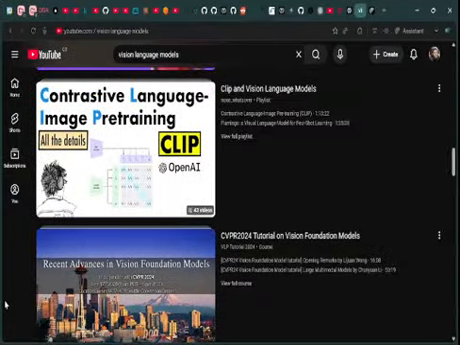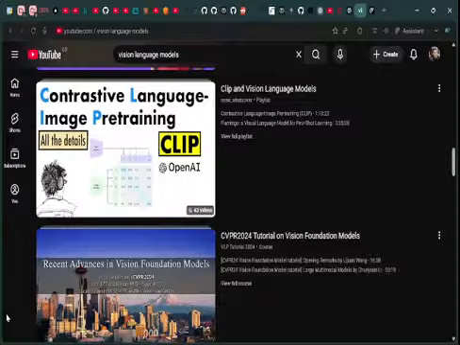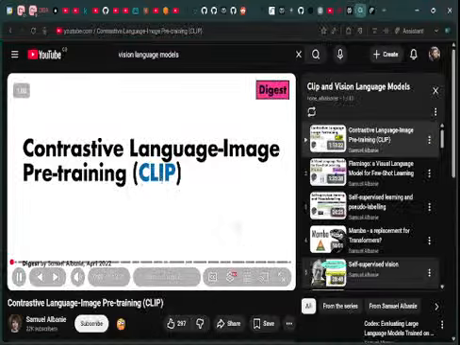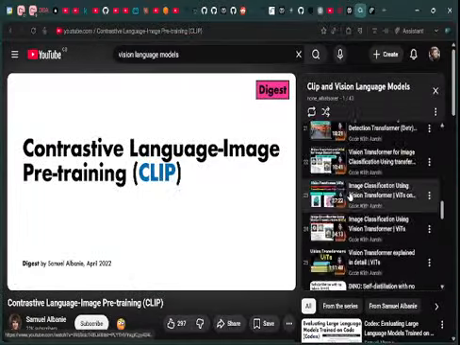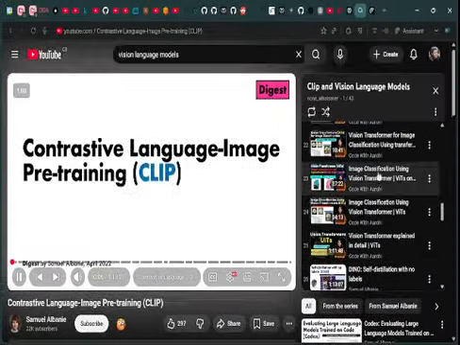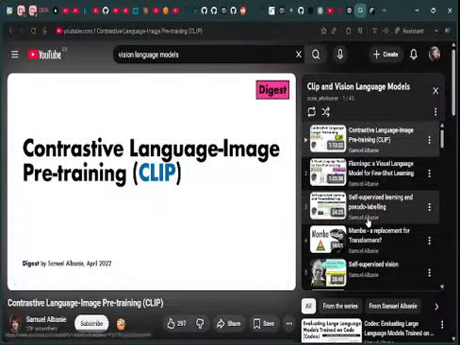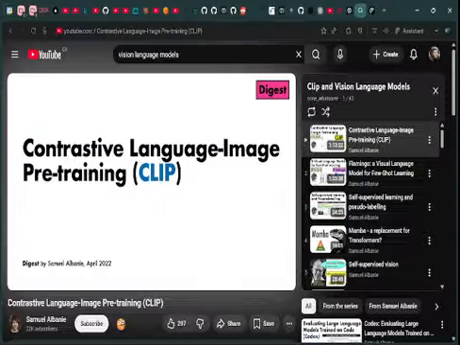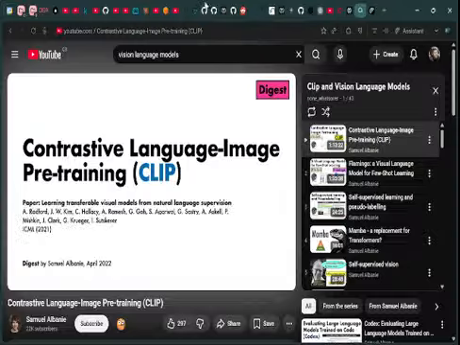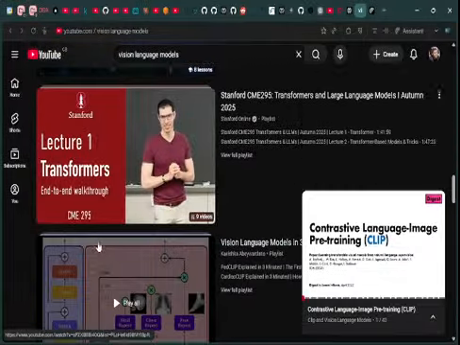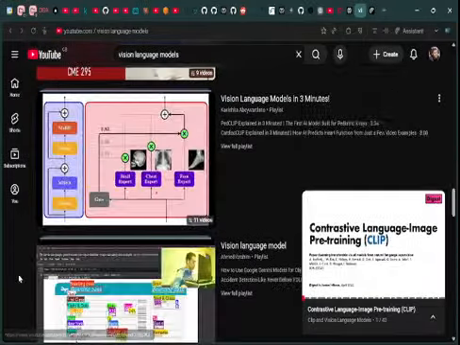What is this? Contrastive language image pre-training, CLIP and version. Greetings, my name is Samuel, and in this video I will aim to provide a digest of contrastive language image pre-training, or CLIP as it is better known. This method was introduced in the paper Learning Transferable Visual Models from Natural Language Supervision by Alec Radford and co-authors, published at ICML 2021.